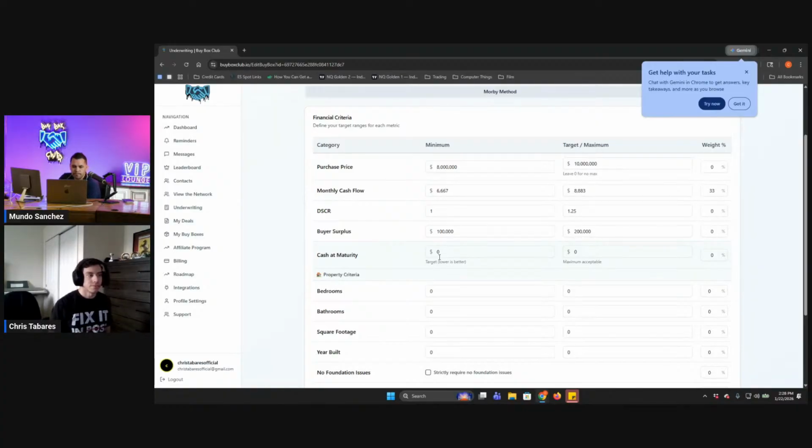Right, makes sense. Okay, so cash at maturity. Maturity of what? The loan or the property itself, perhaps? I'm not sure. Yeah, that's a good question. I'll clarify that. I think these are all great questions because it helps me to look at that and think, oh, I should probably rename that to clarify it.